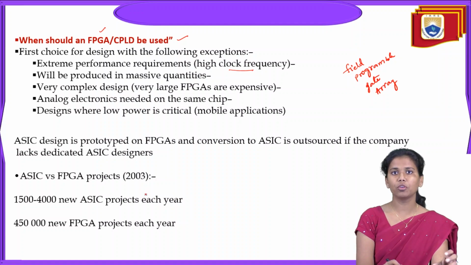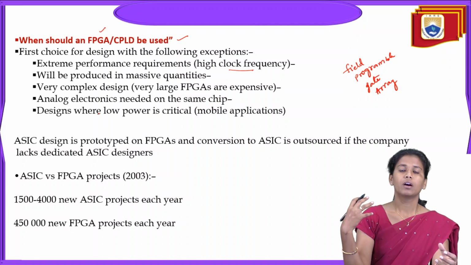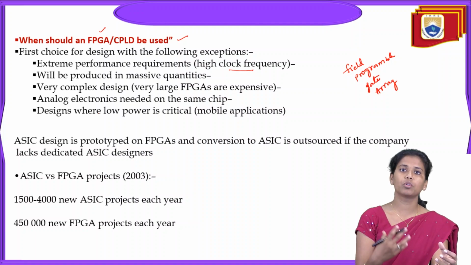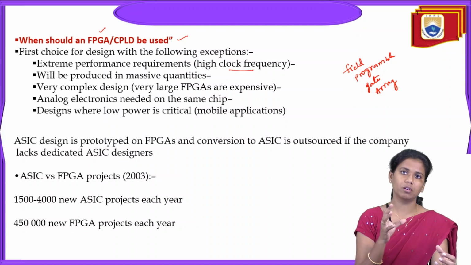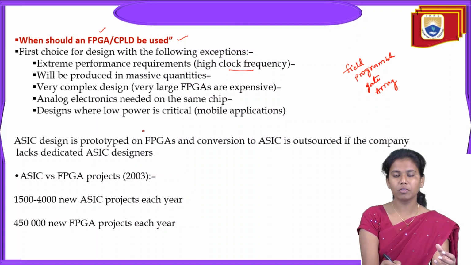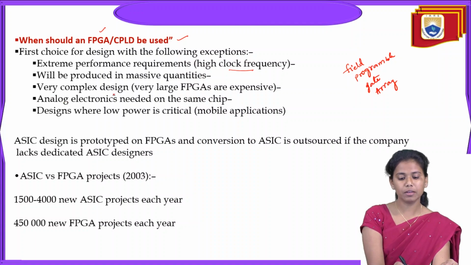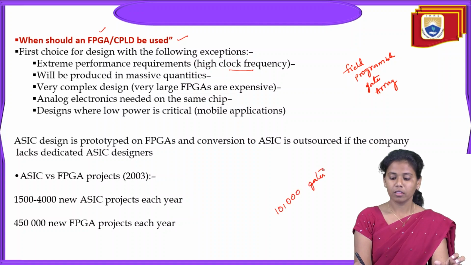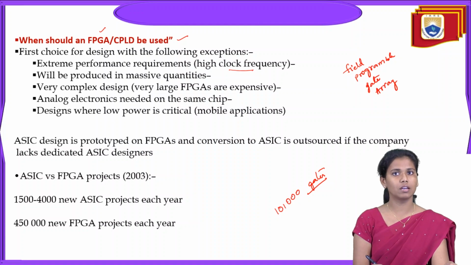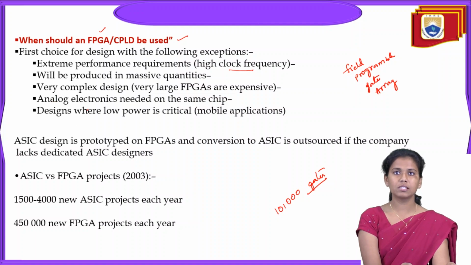Then, designs that will be produced in massive quantities. When you are going with FPGA or CPLD, it means that you are producing large quantities of the design, though it is complex. And then the third is a very complex design. We know that in an FPGA, more than 10,000 gates are used, so that we call it a complex design, a very complex design.